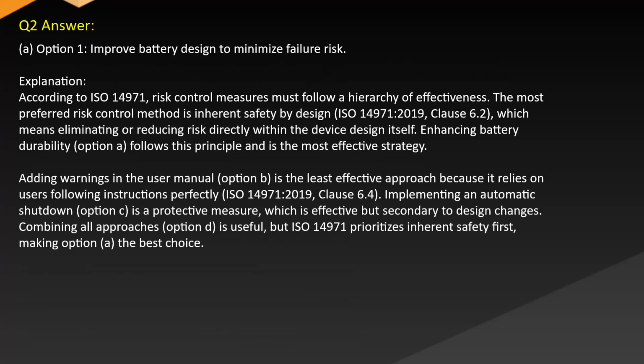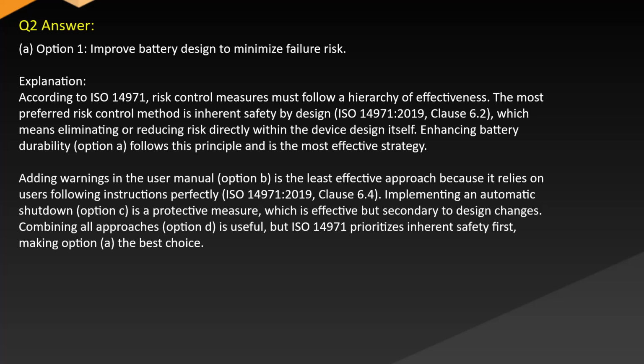Answer. A. Option 1. Improve battery design to minimize failure risk. Explanation. According to ISO 14971, risk control measures must follow a hierarchy of effectiveness. The most preferred risk control method is inherent safety by design, ISO 14971:2019 Clause 6.2, which means eliminating or reducing risk directly within the device design itself. In battery durability, option A follows this principle and is the most effective strategy.